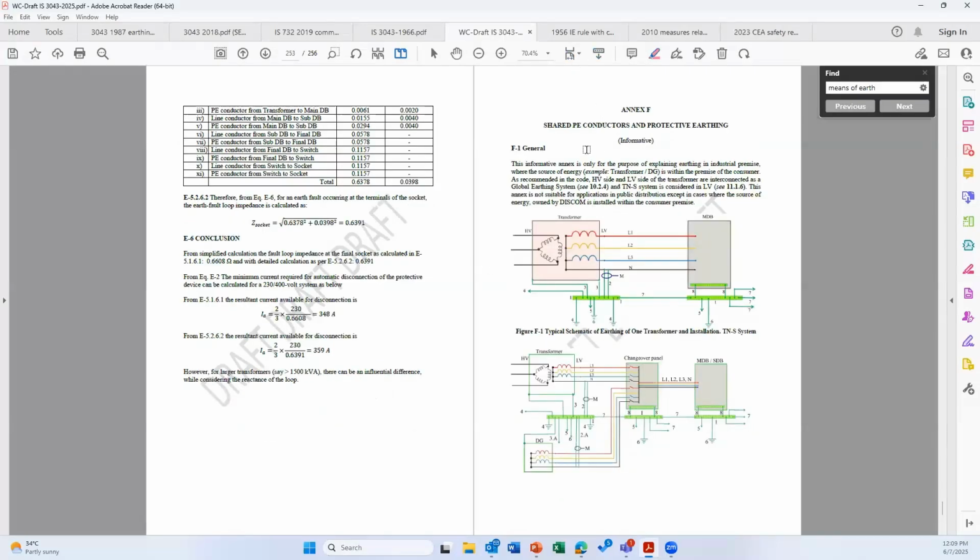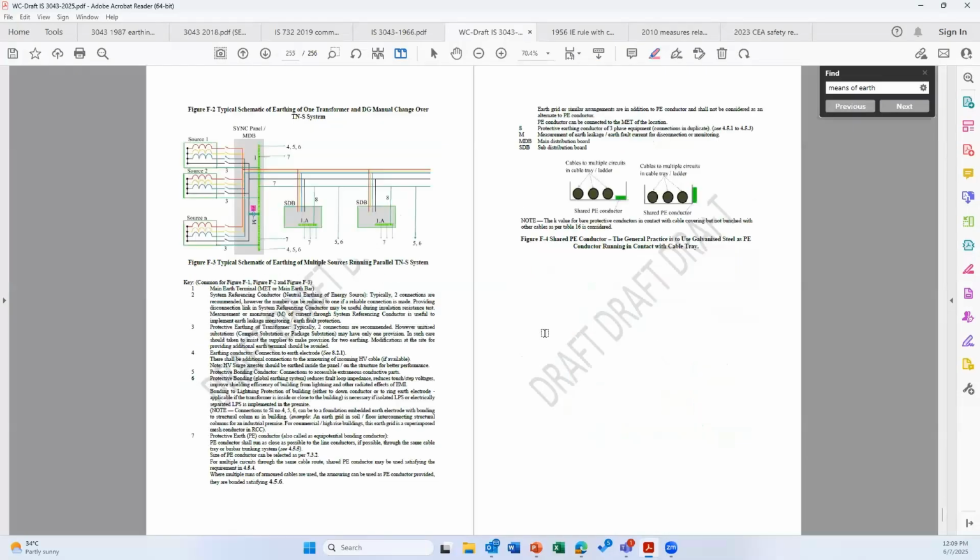Then the last information is a shared PE conductor. For example, if you have multiple runs of cable going to one part of the electrical installation, you don't need to run multiple protective earth conductors. You can run one protective earth conductor. That information is being given in this particular annex.